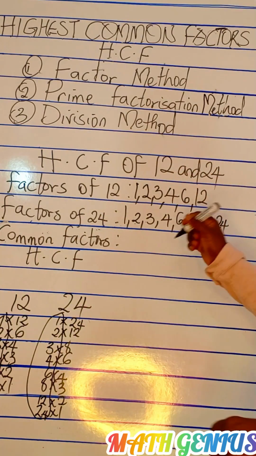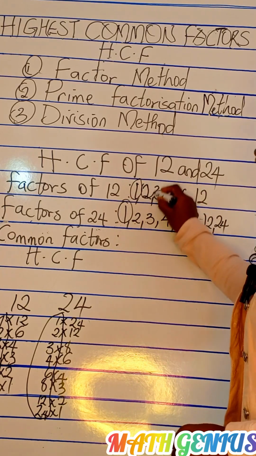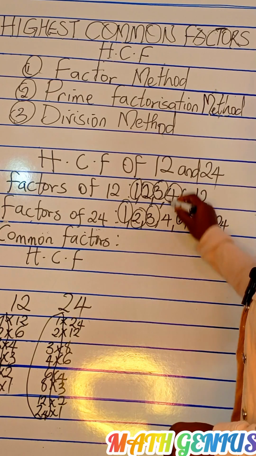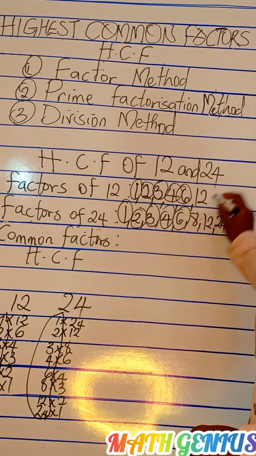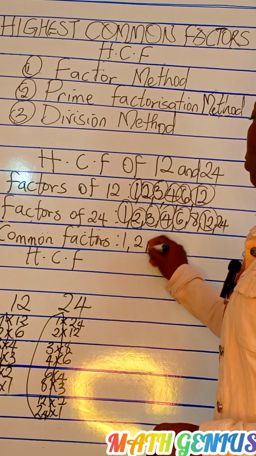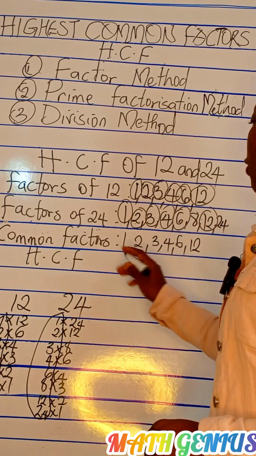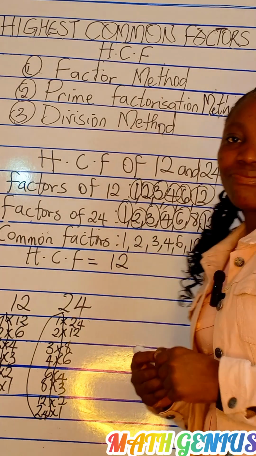So now we have the common factors. We have 1 here, we have 1. We have 2, we have 2. We have 3, we have 3. We have 4, we have 4. We have 6, we have 6. We don't have 8, but we have 12. So therefore, we have 1, 2, 3, 4, 6, 12. So from this, the highest common factor is 12.